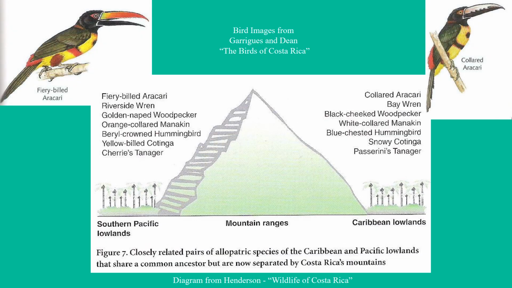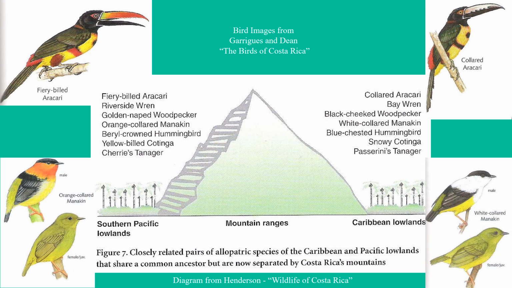So here's some examples. On the southern Pacific side, you have a toucan called the fiery-billed aracari, whereas on the Caribbean side, one that looks a whole lot like this, but it's the collared aracari. The bill is not fiery red in color. It doesn't have an orange band across the center. It's a black band. But in all other aspects, they look pretty similar. It's not hard to imagine them sharing a common ancestor 15 million years ago.